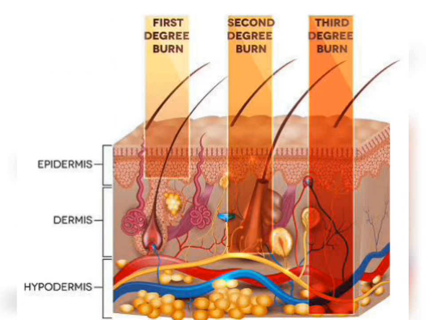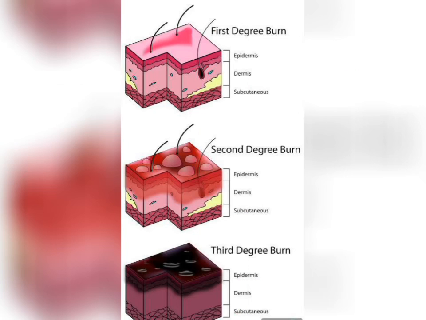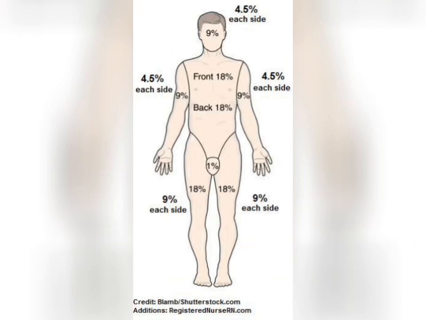Now comes the third degree, full thickness burns. It involves the entire dermis and epidermis. The skin will be charred, pale, leathery, and there will be no pain in this condition. Now comes the fourth degree, that involves the epidermis, dermis, as well as bone, fat or muscle. Now we will see how to calculate the percentage of burns.